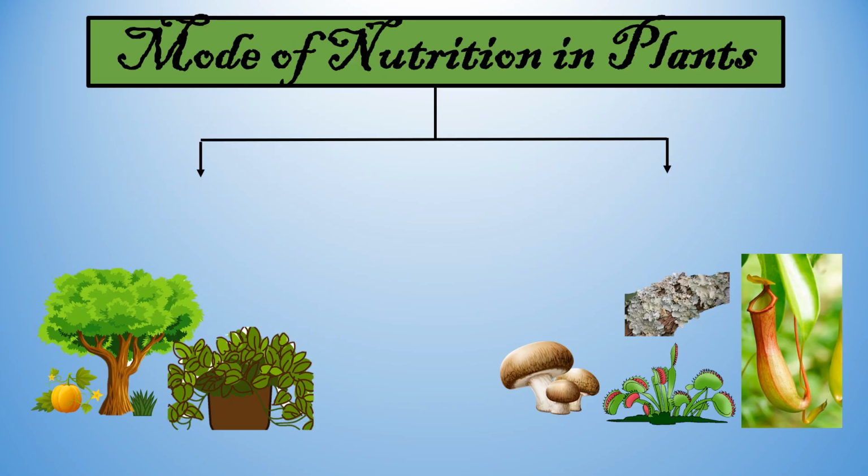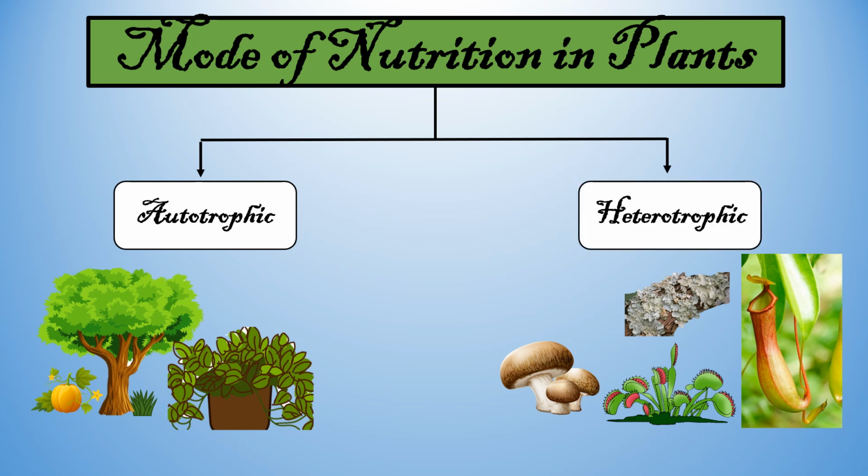Now, let's talk about mode of nutrition in plants. It is basically of 2 types, autotrophic mode of nutrition and heterotrophic mode of nutrition. We will first start with autotrophic mode of nutrition. In this video, we will talk about autotrophic mode of nutrition. In the next part, we will talk about heterotrophic mode of nutrition in detail.